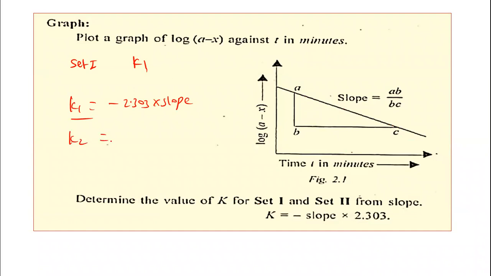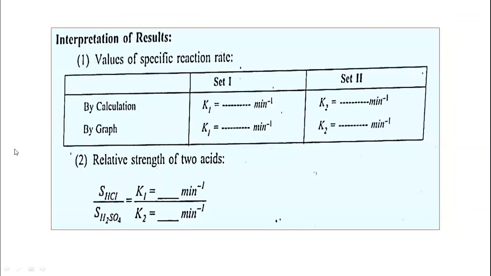Similarly, for the second set, k2 is equal to minus 2.303 into the slope of the second graph. We have to plot the two graphs, and using them we can determine the k1 and k2 values. In this experiment we can calculate k1 and k2 by calculation, and by graph also we can calculate k1 and k2.